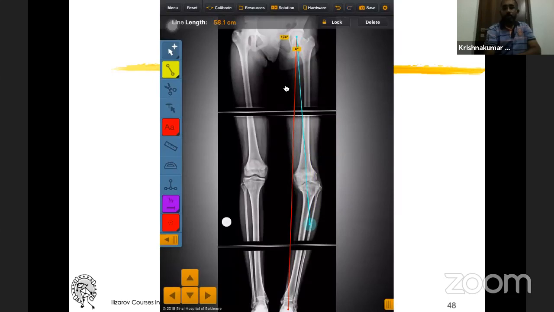So it's from the center of the head of femur to the apex of the femoral notch. That's the mechanical axis of the tibia that we are drawing. Mechanical and anatomical axis is the same in case of tibia. And you see that there is about 13-14 degrees of varus in the limb. All right, so now there is a varus deformity and you have 13 degrees of varus.